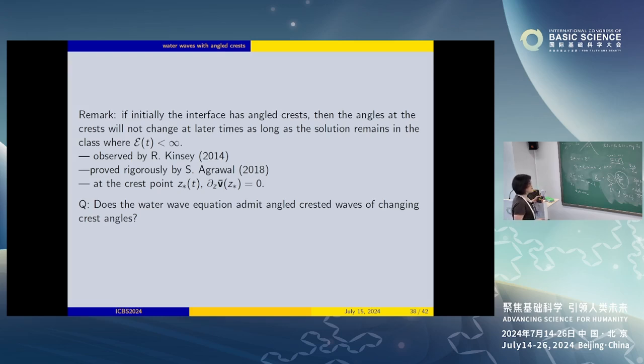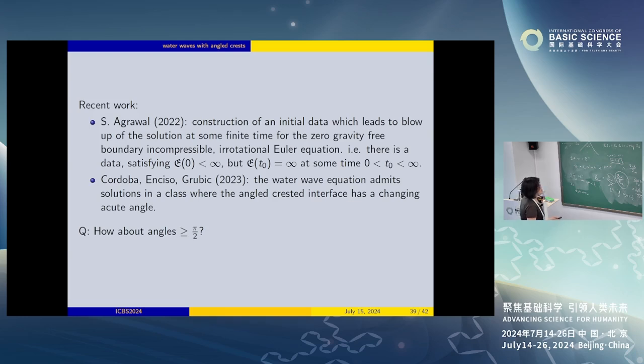So then this means, well, does the water wave really admit angled crest waves with changing crest angle? In order to do this, you need this to be non-zero, right? Otherwise, it will not change. If this is 0, it means the angle doesn't change. If the angle changes, this guy cannot be 0. Okay, just a remark on recent work.